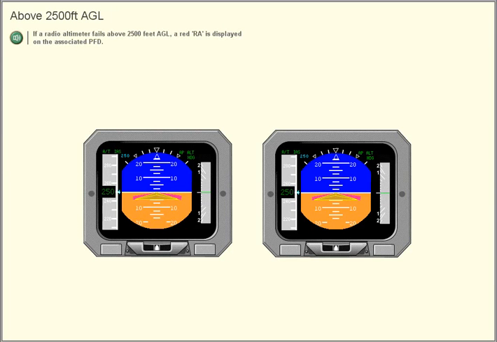Radio altimeter failure. Following failure of a radio altimeter, different indications are given dependent on whether the aircraft is above or below 2,500 feet AGL. Above 2,500 feet AGL. If a radio altimeter fails above 2,500 feet AGL, a red RA is displayed on the associated PFD.